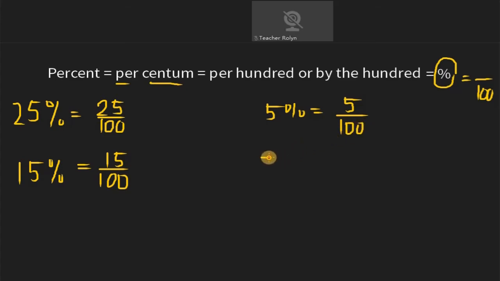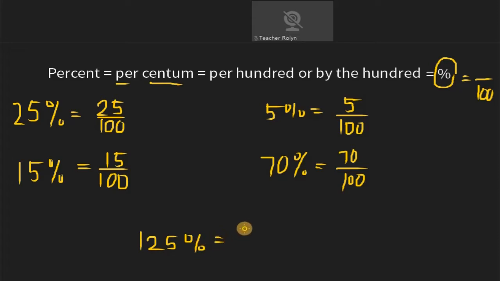What if I have 70%? So therefore, we have 70 over 100. How about if I have 125%? That is also 125 over 100. So see, kapag meron kang percent sign, over 100 lang yan.